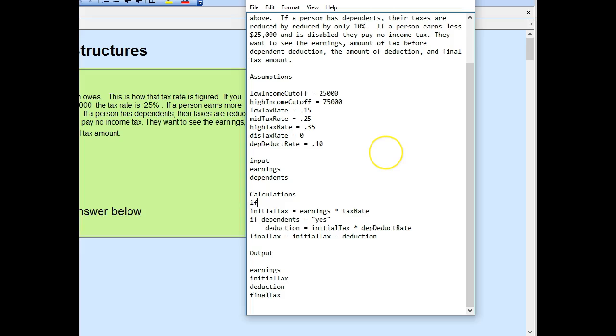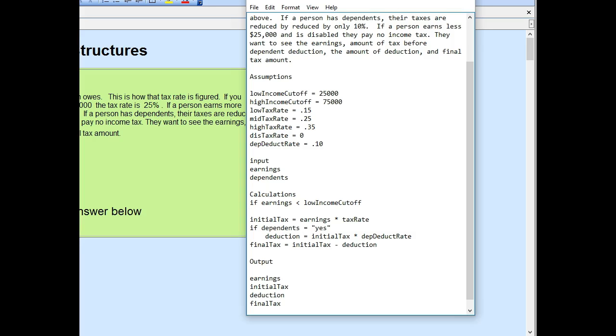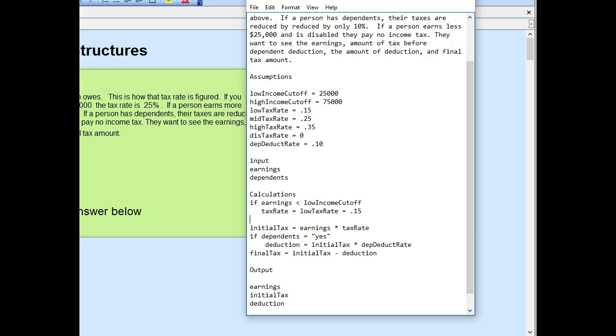And we'll say that if the earnings are less than, and then we already have the 25,000 in a place in memory, so we'll go ahead and just copy and paste that. Then the tax rate, and of course we'll copy that, is going to be equal to, and that's going to be the low tax rate. And then we can take the next one.